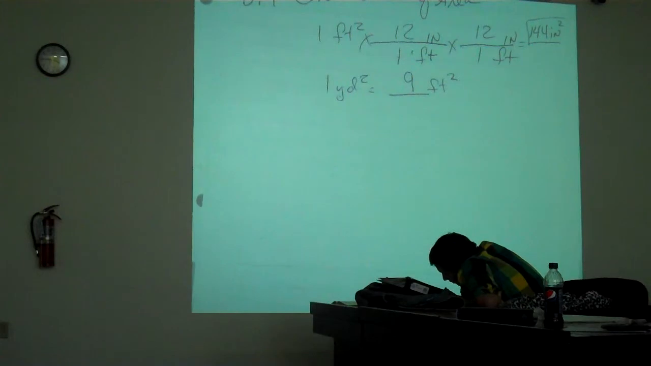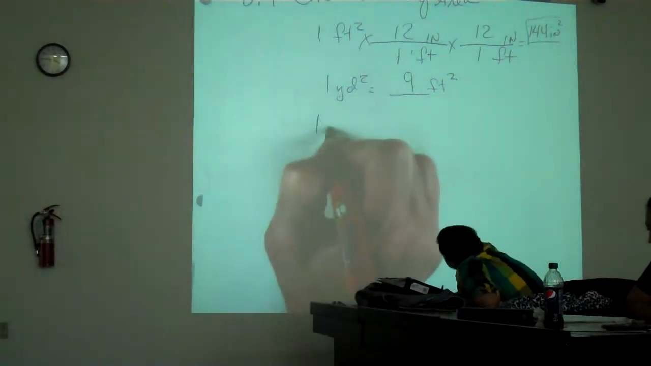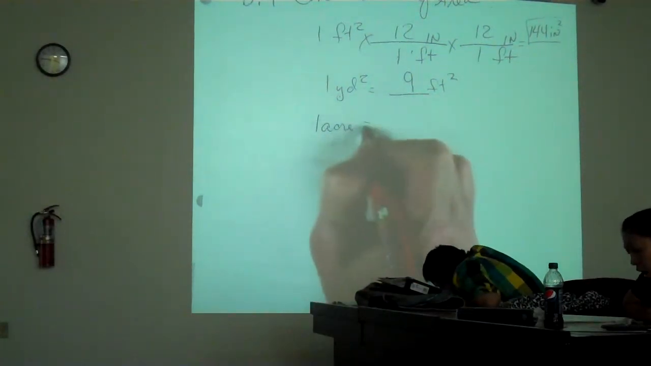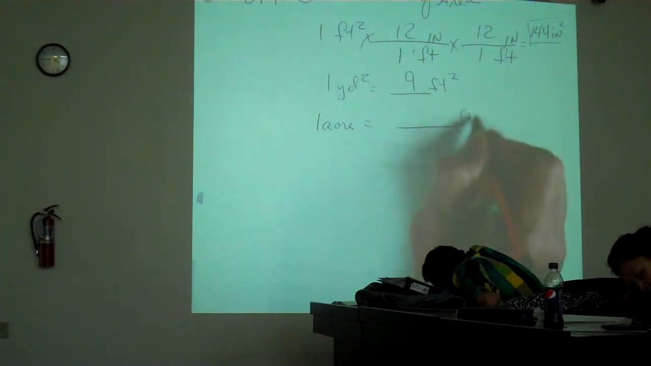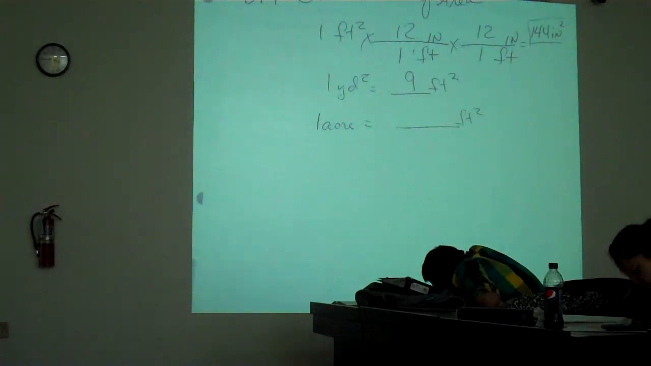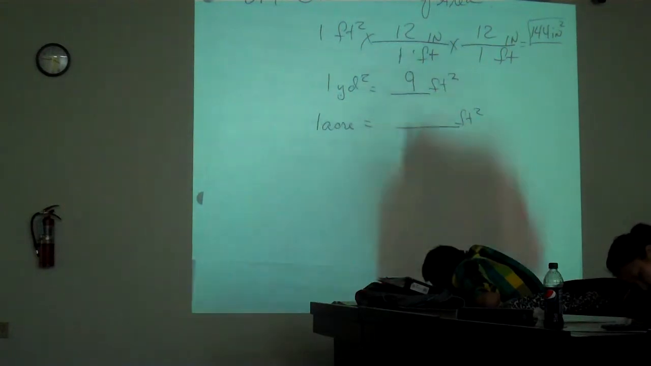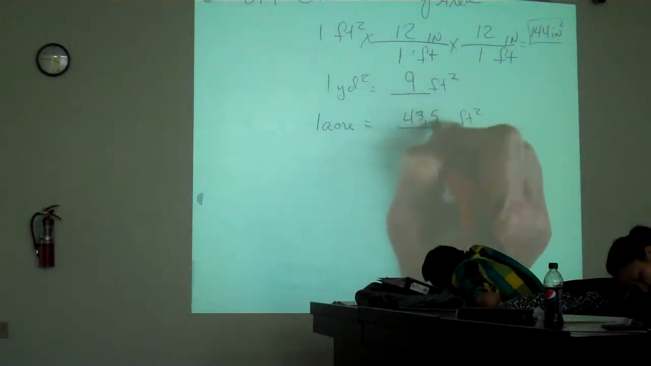How about an acre? 1 acre is how many square feet? Okay, did it tell you that? It's 43,560.